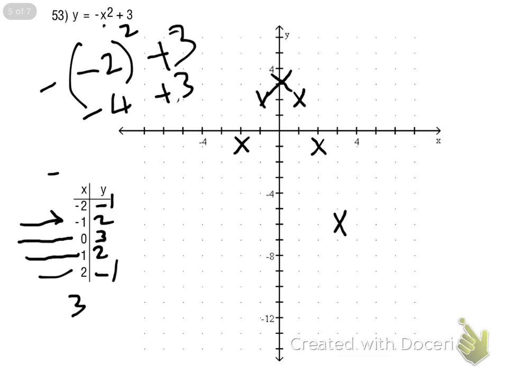I'll do one more. Let's do negative 3. When x is negative 3, what's negative 3 squared? It's 9. It still has a minus in front. So what's negative 9 plus 3? It is negative 6. When x is negative 3, y is negative 6. See that repetition? Let's put the negative 6 there.